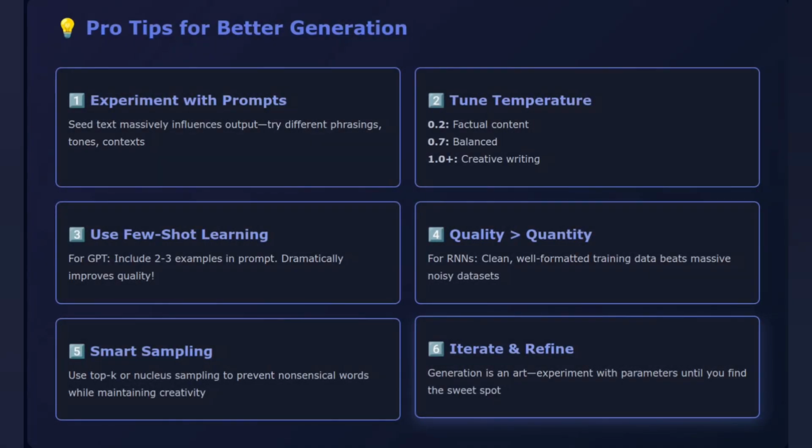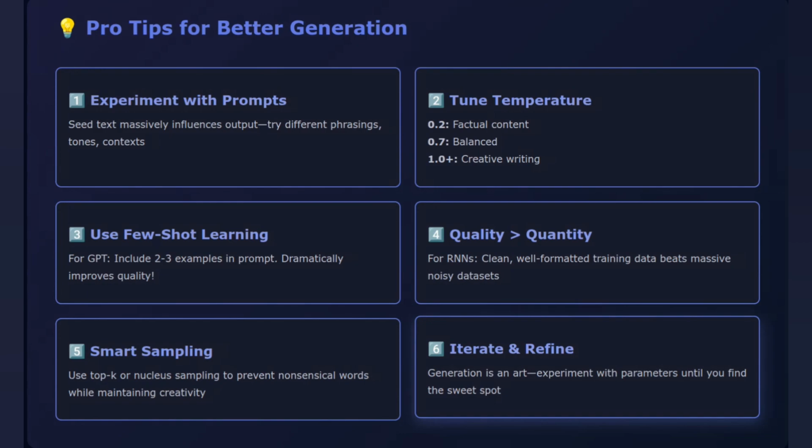Before we wrap up, here are my top practical tips for better text generation. Tip 1. Experiment with your starting prompts. The seed text massively influences the output. Try different phrasings, tones, and contexts. Tip 2. Tune your temperature carefully. Start at 0.7 and adjust. Lower for factual content, higher for creative writing.